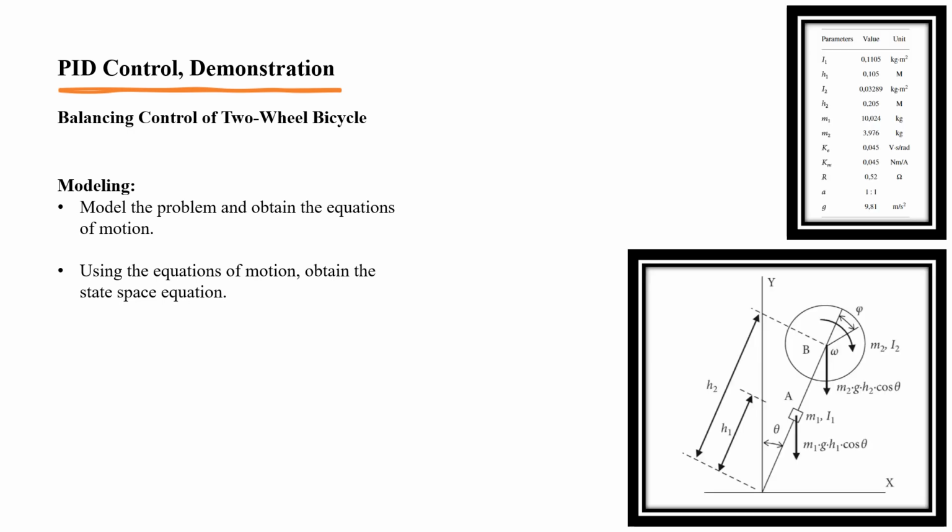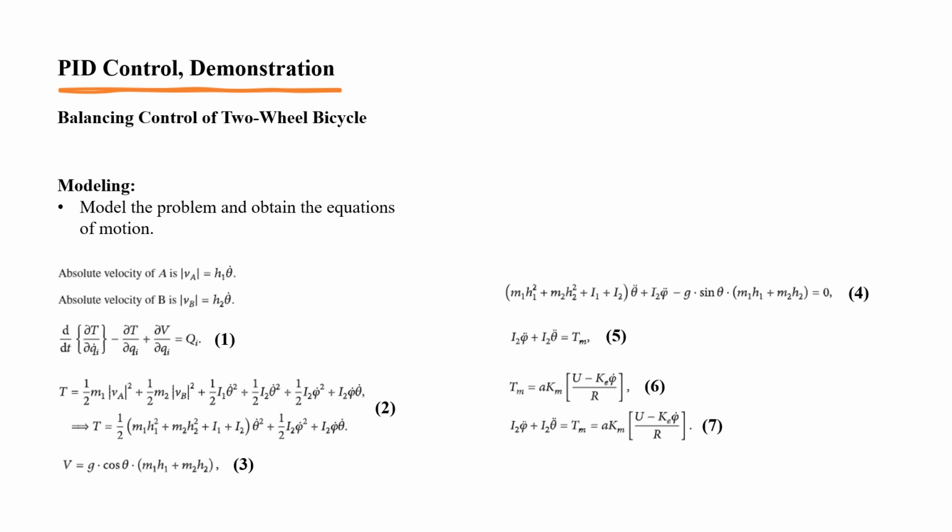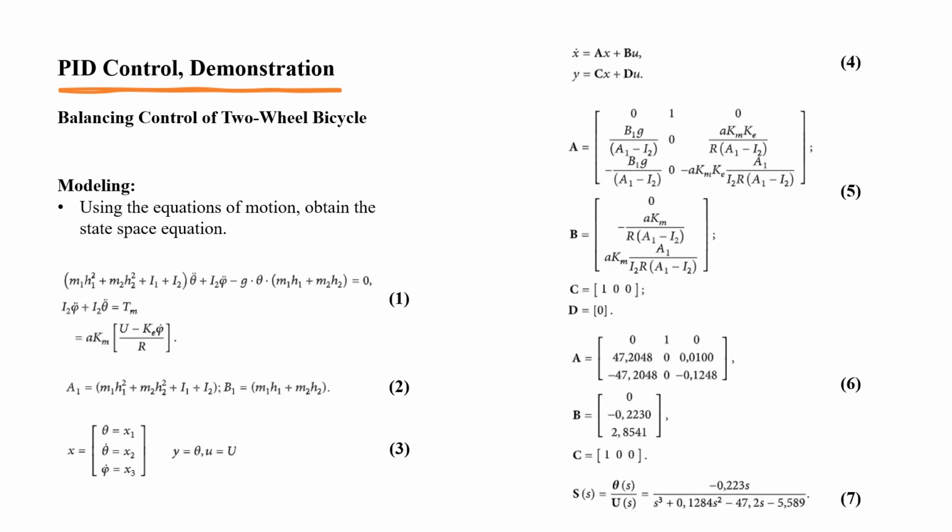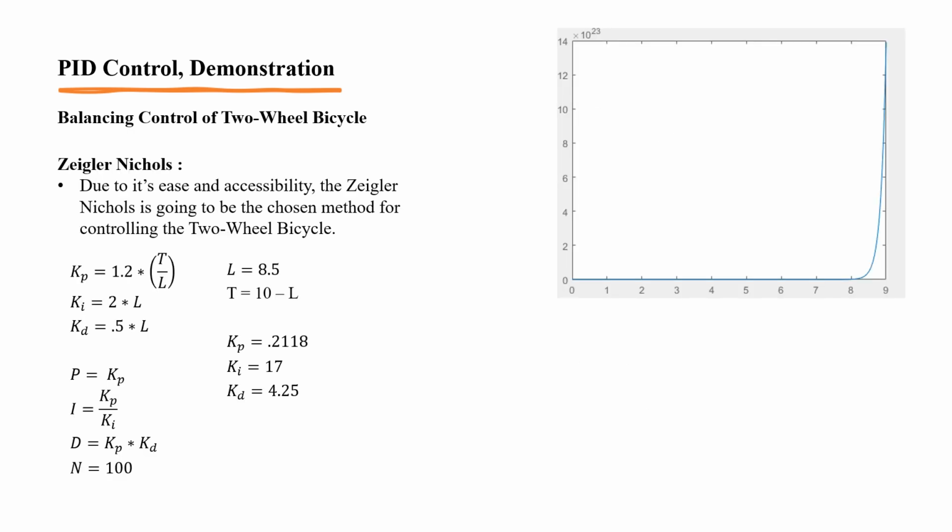Here we have all our variables and our free body diagram for the two-wheeled bicycle. Using the free body diagram, we are then going to model the problem and obtain the equations of motion. Once we have the equations of motion, we're going to obtain the state space equation as well as the transfer function. Using the Ziegler-Nichols tuning method, we're going to obtain all our k values so that we may make our PID control system.